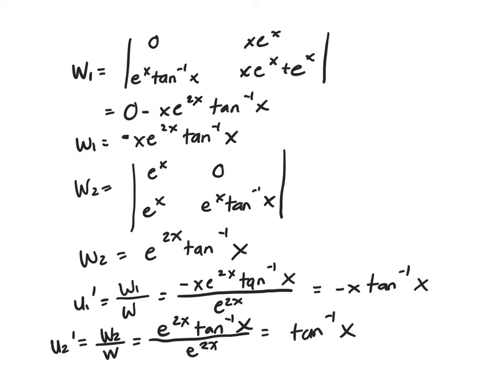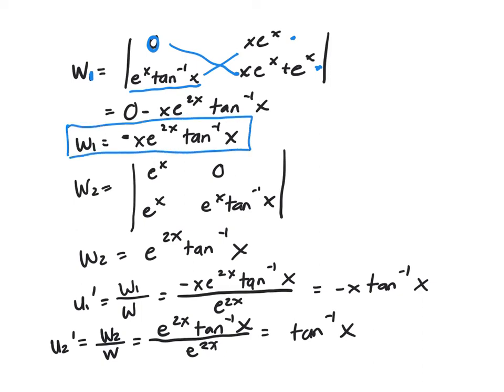Next screen. My W sub 1. Remember, W sub 1 makes me think of the first column, and you always have a 0 here, and then here is f of x. And then your second column, this is y sub 2, and this is y sub 2 prime. You multiply this times this, that gives you 0, minus this times this. So here's my W sub 1. And let's not forget, what was W? W was e to the 2x.